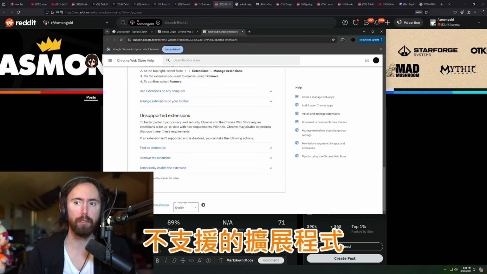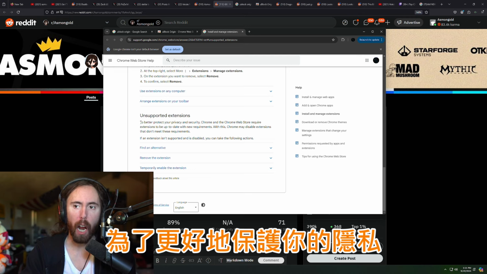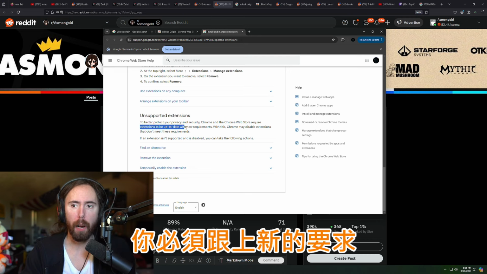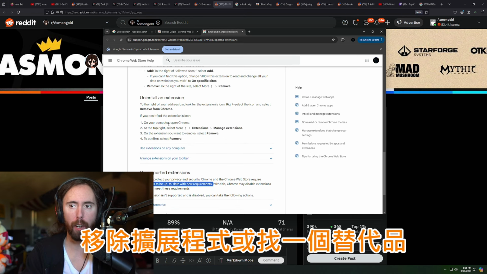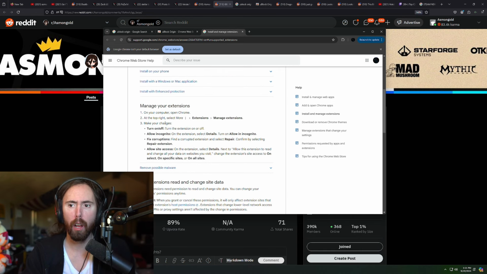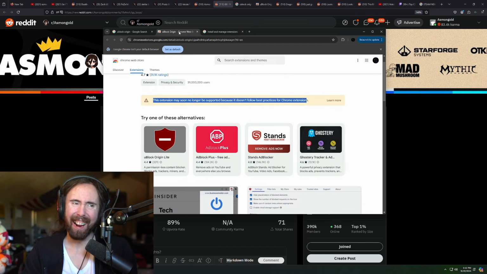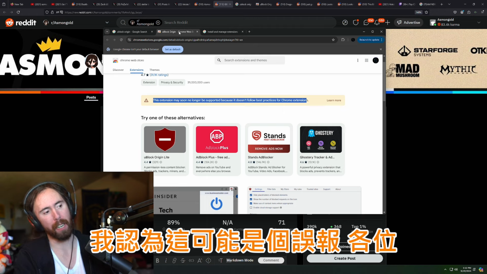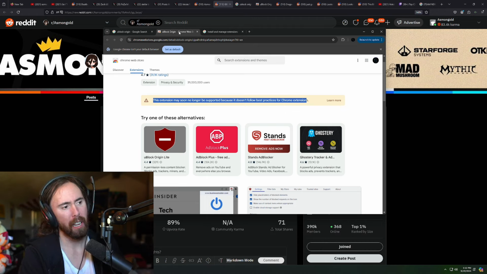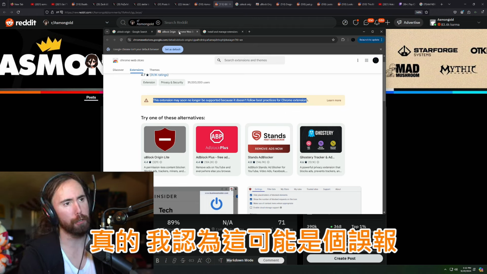Unsupported extensions. To better protect your privacy, you have to stay up to date with the new requirements, remove the extension, or find an alternative. What the fuck? I think this might be a false alarm, guys. I really do. I think this might be a false alarm.